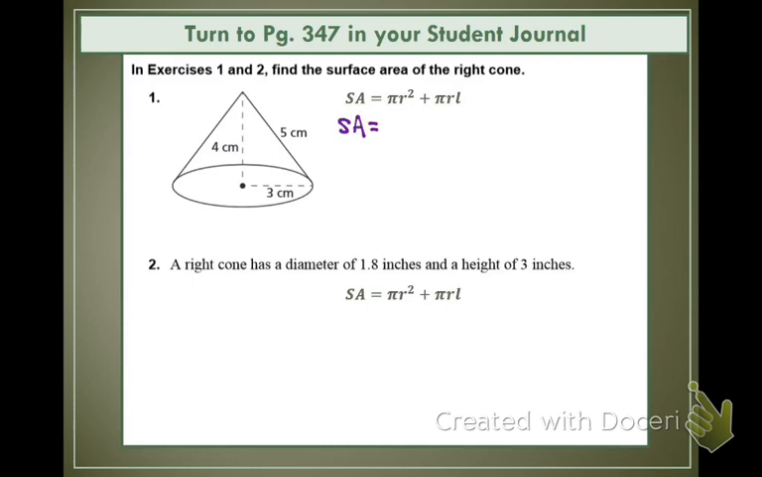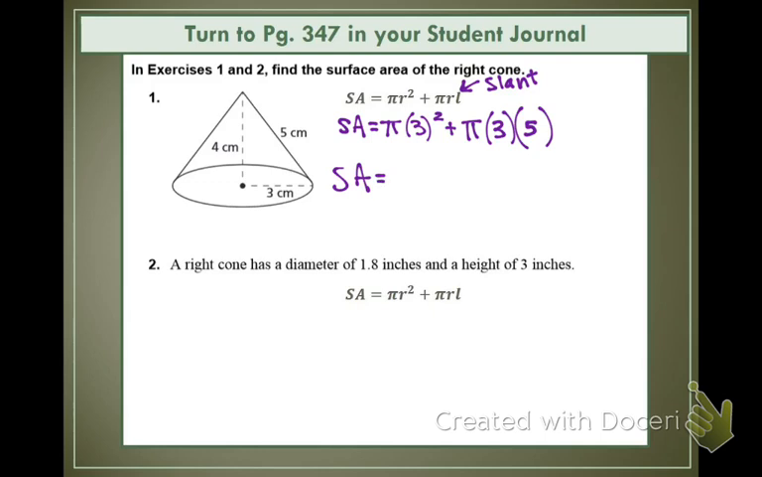Alright, so now we're going to plug in what we know. Surface area equals pi times the radius, which is 3, squared, plus pi times the radius, again 3, times L. What kind of height is L? Not 4, but 5, because L represents the slant height. Think of L as the L in slant. So it would be 5. It is not 4.